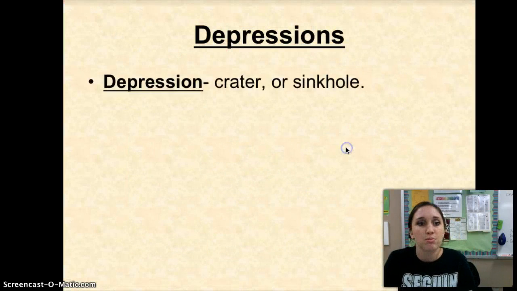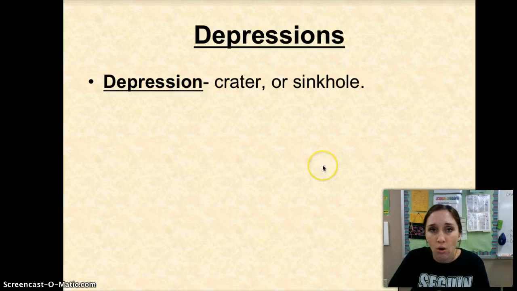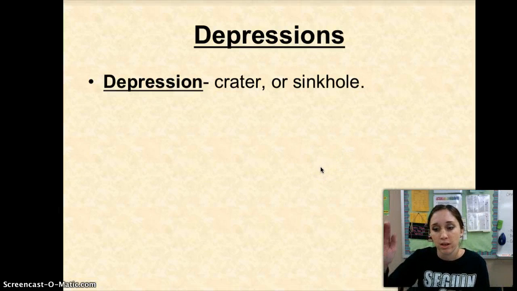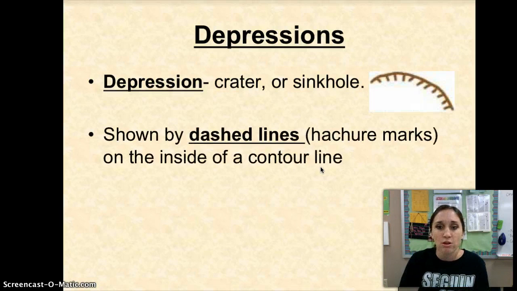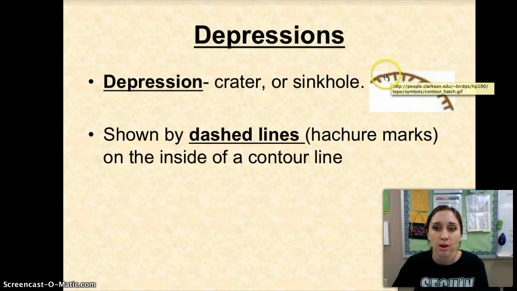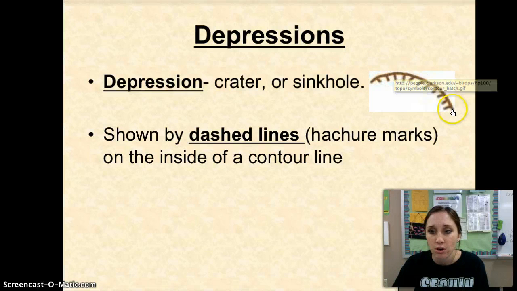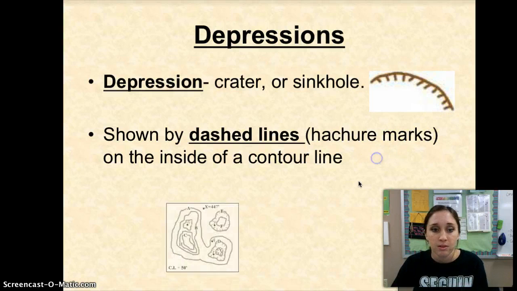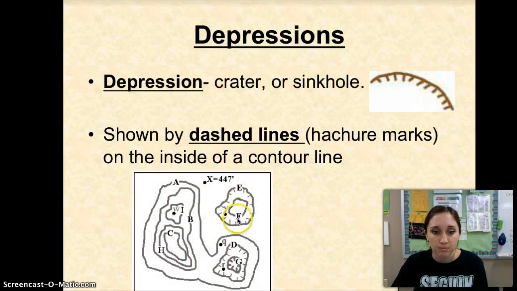Depression. A depression is a crater or a sinkhole in the ground, so that means it is going down. The way that you know that there is a depression on a topographic map is it has these little hash marks inside. Here's an example right here. These hash marks inside indicate that there is a depression or a sink, so the elevation is actually decreasing right there.